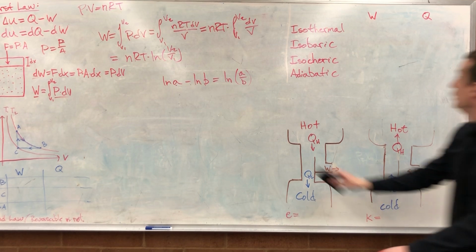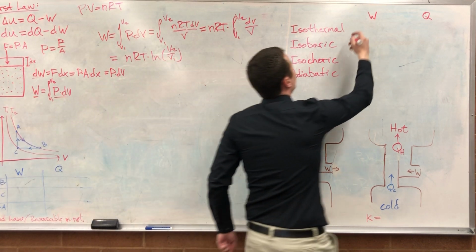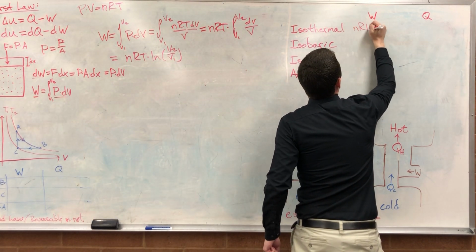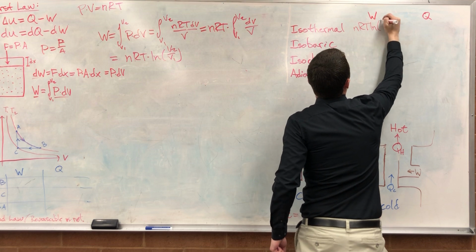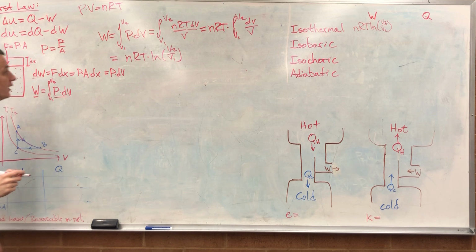Okay, so we recalculated how we get work in the isothermal case. This was nRT natural log of V2 over V1. Right? Okay, let's talk about the isobaric case.